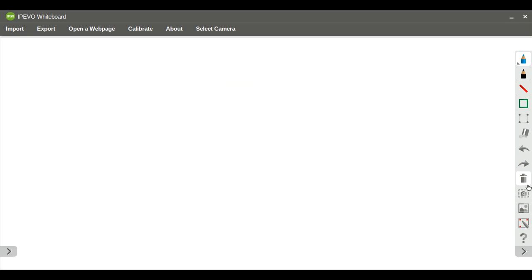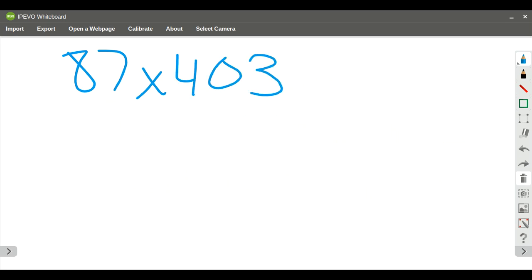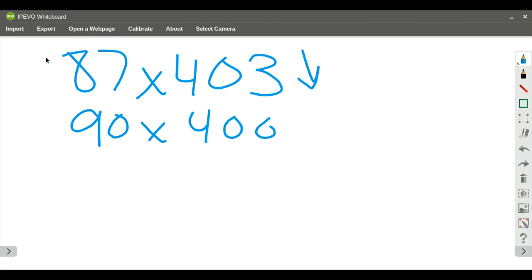So my first value that I'm going to have is I'm going to take a look at 87 multiplied by 403. So I'm actually going to take 403 and I'm going to round that to 400. Okay, so I rounded down. And then I'm going to take 87 and I'm going to round that to 90. So I rounded up on that one. So I have 90 multiplied by 400.